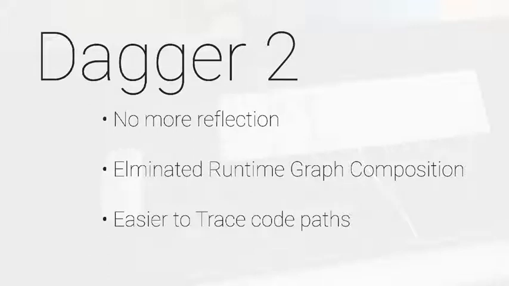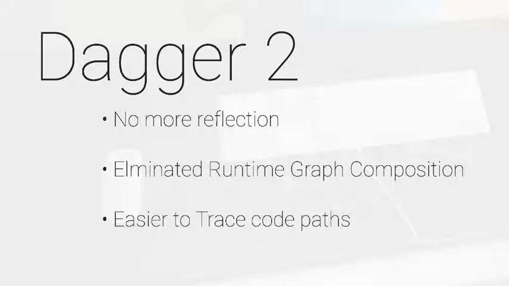Furthermore, there was no more runtime graph composition, meaning that the graph was no longer composed every time a request is made. This increased performance quite a bit. And it's very interesting that Google did a little bit of research on this, and from what I can tell, it's right around 13% faster, according to a gentleman by the name of Gregory Kick.